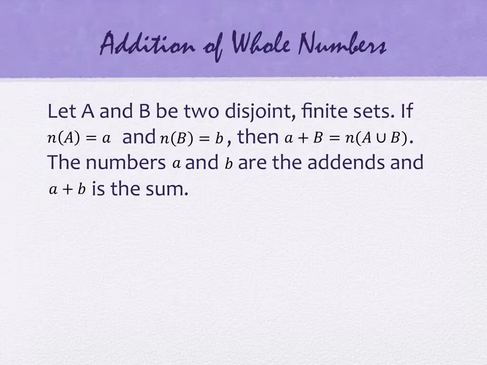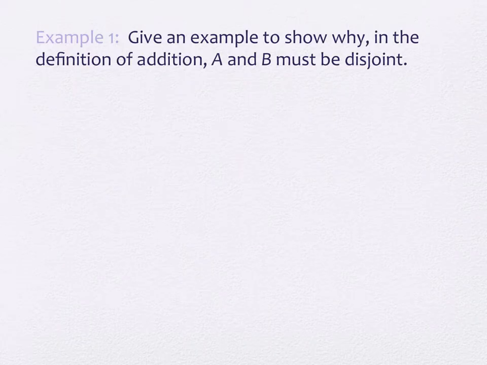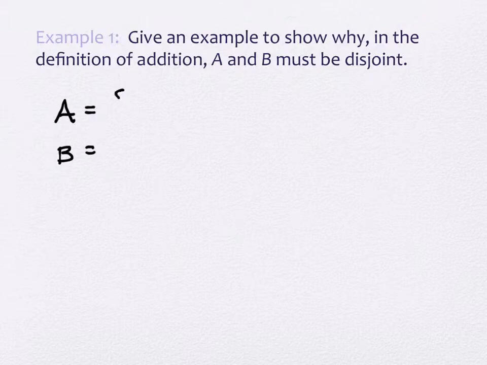All right, the first thing we're going to explore is why the definition talks about these sets being disjoint. It says, give an example to show why the definition of addition has to have A and B disjoint. So we're going to create sets where they're not disjoint and see how that fails. We're trying to say that this really matters. We'll create sets A and B that actually have something in common. Tell me what you would like to put inside of set A. Don't go crazy on me. Just put a few things in.